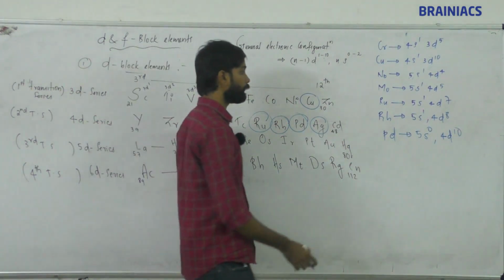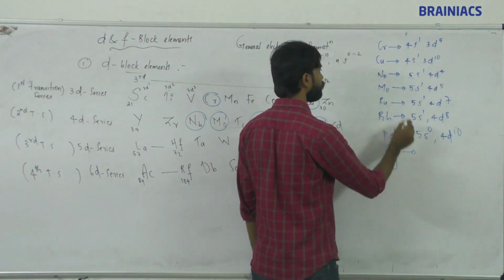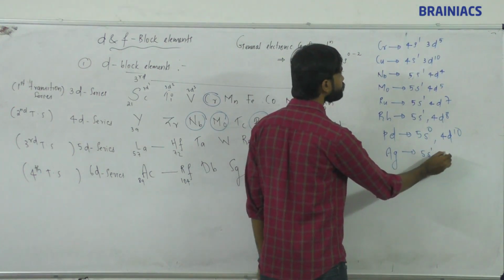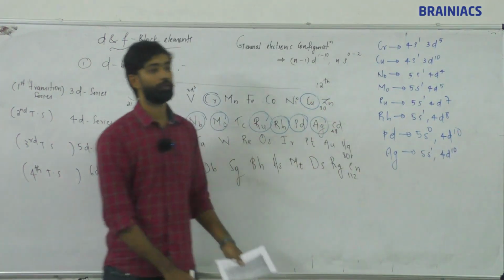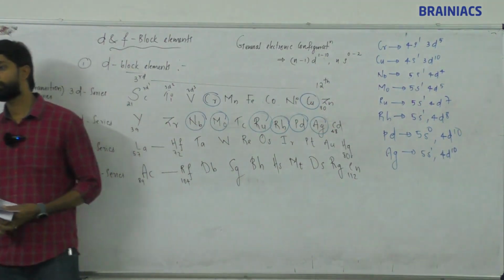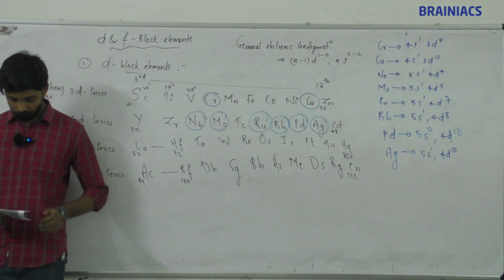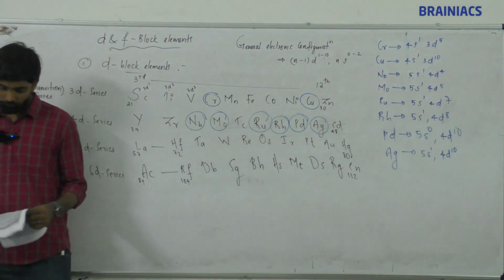Then silver is something like your copper: 5s1 4d10. So there are a lot of exceptions there.